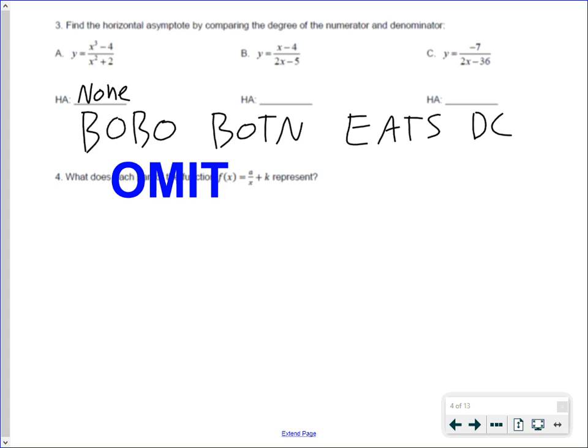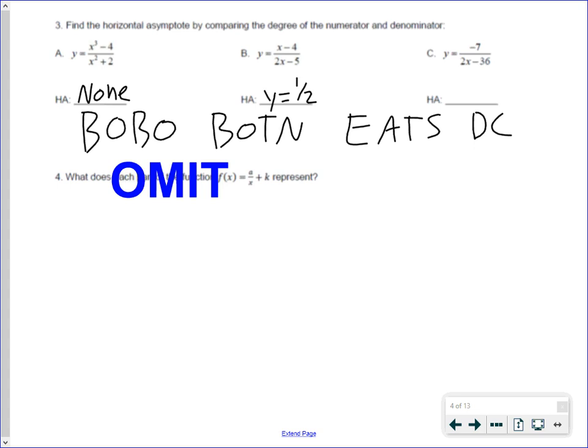For 3b, we have x minus 4 all over 2x minus 5. The exponents are the same, that's EATSDC. So the exponents are the same, I'm going to divide my coefficients. The leading coefficient of the top is 1. The leading coefficient of the bottom is 2. So 1 over 2 is just 1/2. So my horizontal asymptote is y equals 1/2.